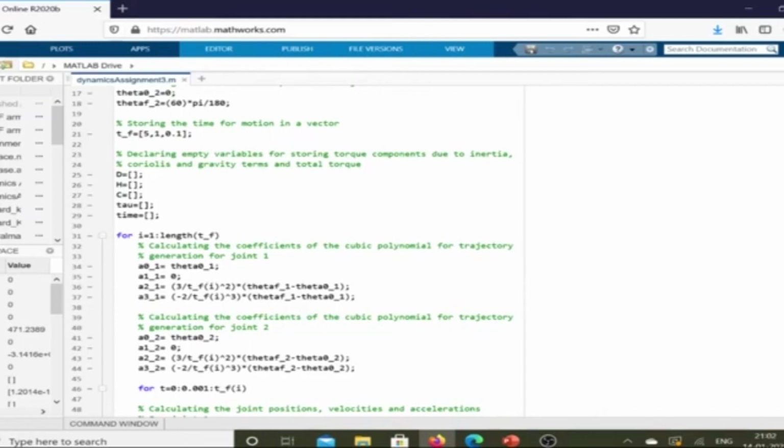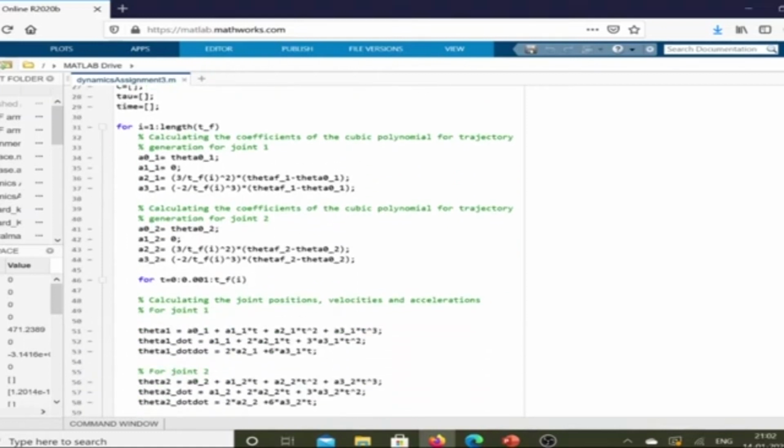One is 5 seconds. So theta 1 and theta 2 are moving from 0 seconds to 5 seconds, covering the respective distances. Then 1 second, so the two links are moving in 1 second, and then 0.1 second. This shows that 5 seconds is slow, so you'll see that the acceleration component is pretty low. 1 second is faster, so it will be higher, and 0.1 second is extremely fast. You can imagine covering 60 degrees in 0.1 seconds. So what is the speed? This is basically to show the variation of these components.